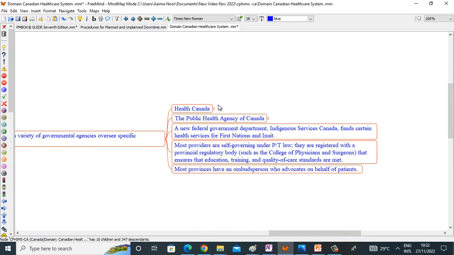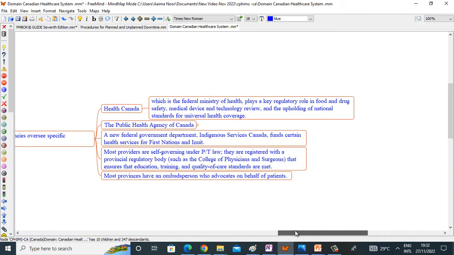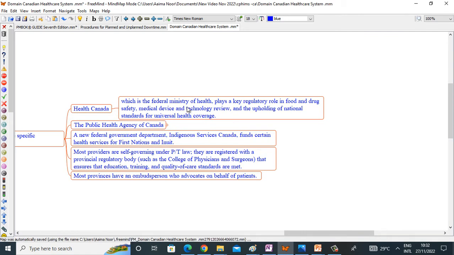First we'll see Health Canada, which is the Federal Ministry of Health. It plays a key regulatory role in food and drug safety, medical device and technology review, and upholding of national standards for universal health coverage.